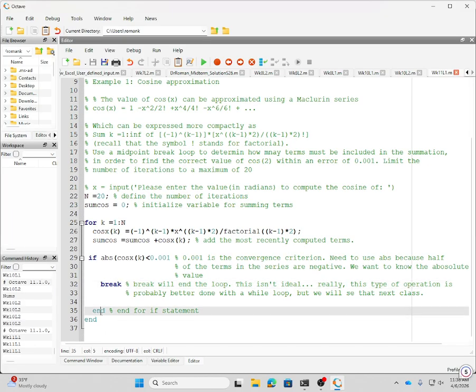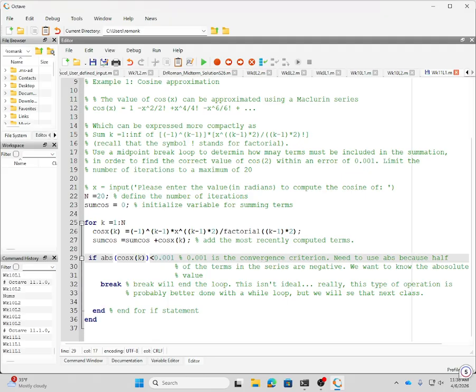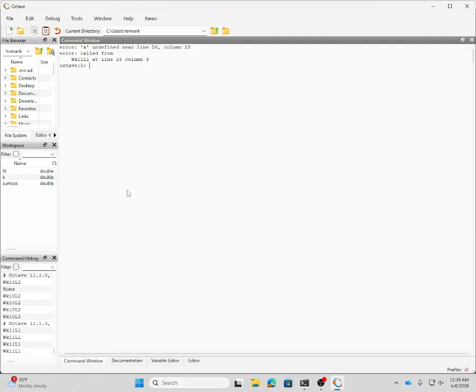It's not recognizing the break. Alright, let me see. Oh yeah, here's the... I forgot to put another parenthesis now. It should be alright. So running it again. Yep, it is running.